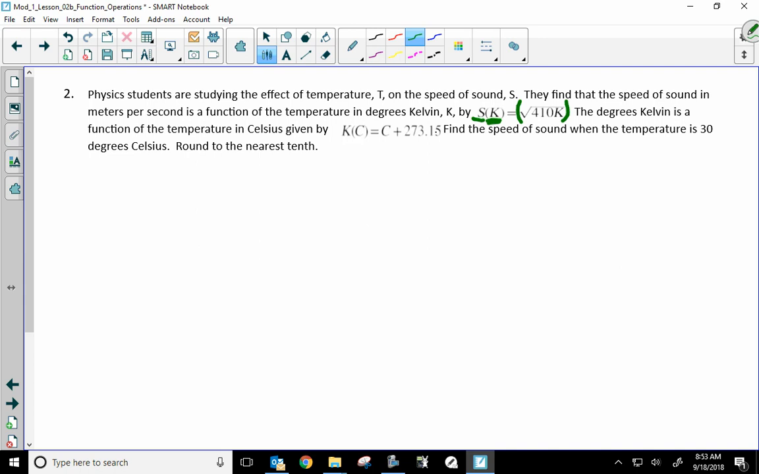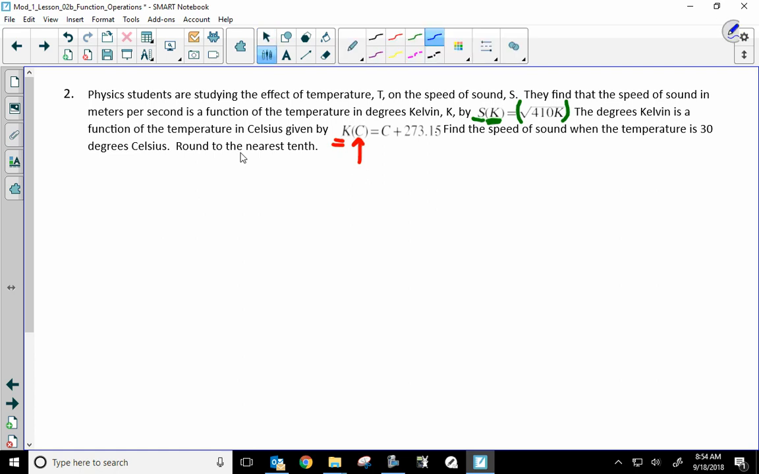The degrees Kelvin is a function of temperature in Celsius. They give us this equation telling us we can find Kelvin if we know Celsius. And if you remember anything from science, you figure out Kelvin by taking Celsius and adding 273.15 to it. So let's find the speed of sound when the temperature is 30 degrees Celsius.